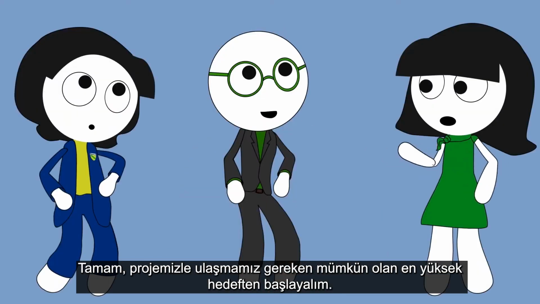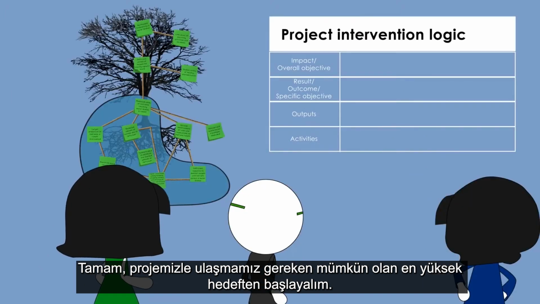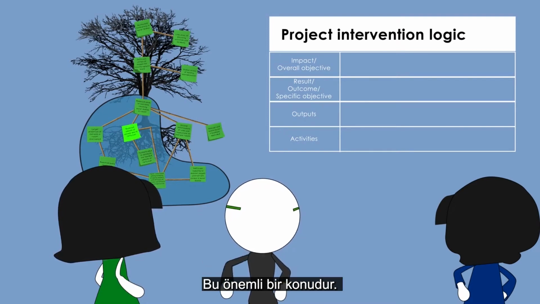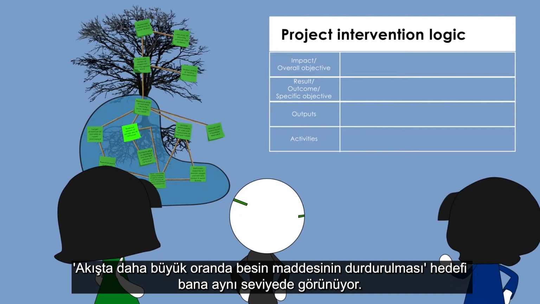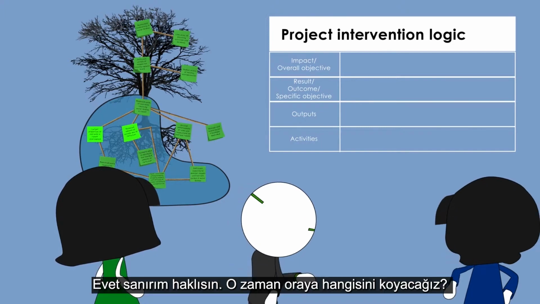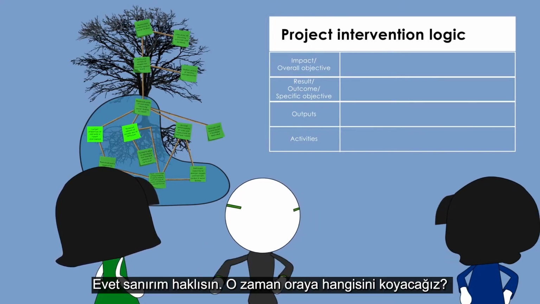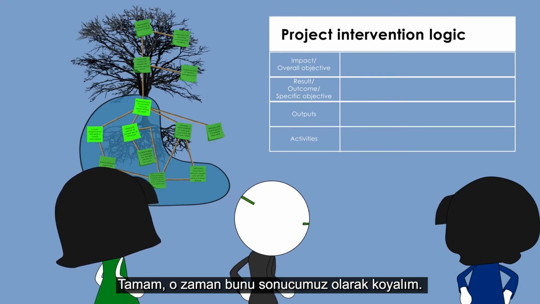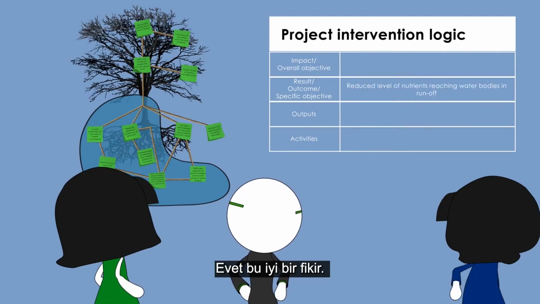Okay, let's start from the highest possible objective we should be able to achieve with our project. I guess that would be the reduced amount of excess use of fertilizer. It is a key issue. Well, the objective of larger proportion of nutrients in runoff intercepted seems to me to be at the same level. Yes, I guess you are right. Which one to put there then? Both lead to the issue of reduced level of nutrients reaching water bodies. Okay, so let's put this one then as our result. Yes, that's a good idea.